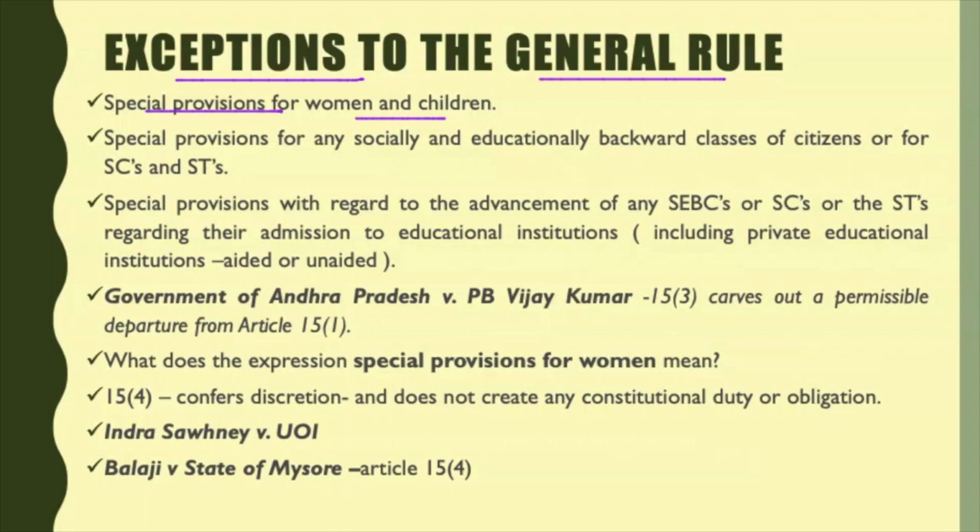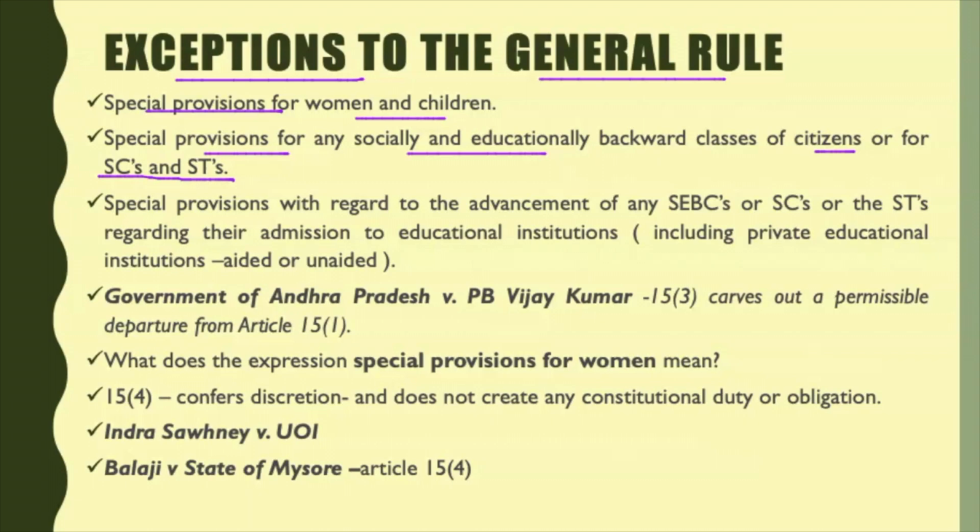Why? Because we want their overall upliftment in the society. Now, your clause 4 talks about special provisions for socially and educationally backward classes of citizens or for scheduled castes and scheduled tribes. Please do remember that these are mere enabling provisions. That means they are not a constitutional obligation or duty, and state may or may not make such provisions.